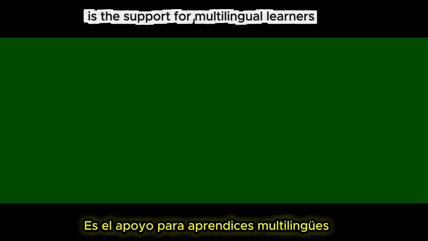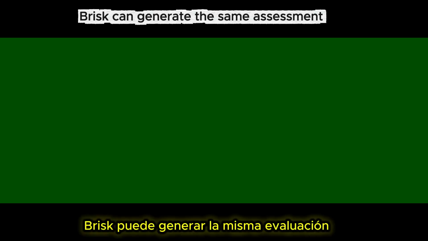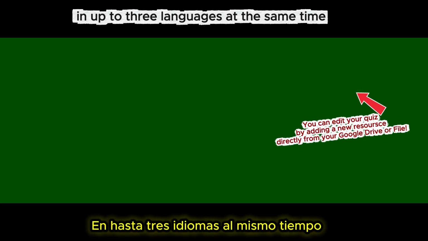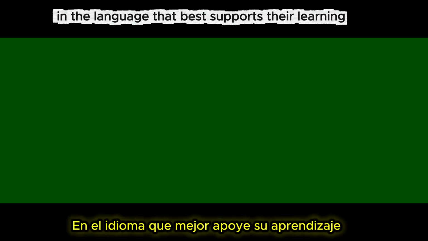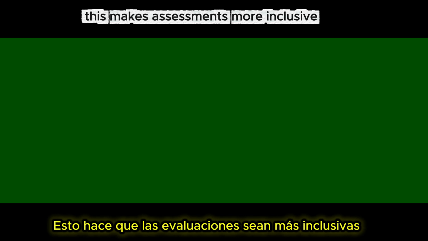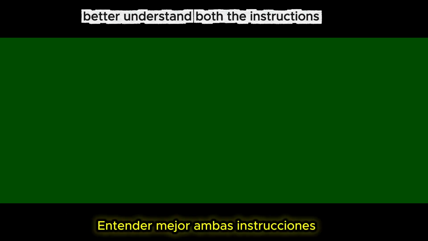One feature that I find especially valuable is the support for multilingual learners. Brisk can generate the same assessment in up to three languages at the same time, allowing students to access the content in the language that best supports their learning. This makes assessments more inclusive and helps English learners better understand both the instructions and the academic content.